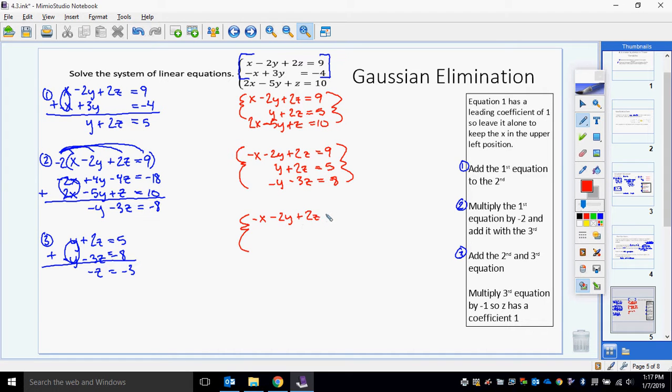I do this every problem. I know it's showing a lot of work, but it seriously can get so confusing at times that being organized on these problems will help you a lot. And equation 3 is now negative z equals negative 3.